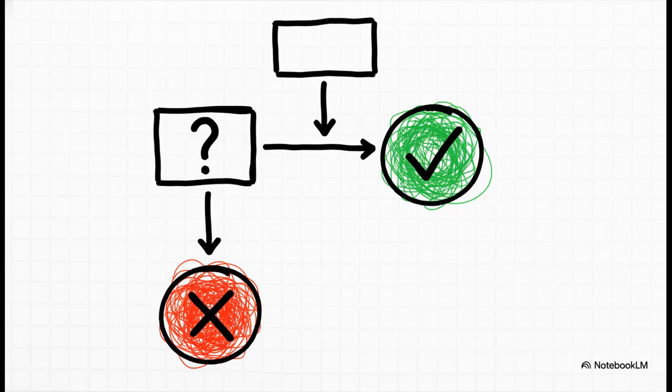Okay, so from that root node, the tree starts to grow branches. You've got a yes branch and a no branch. These can lead to even more questions, which we call decision nodes, that keep refining the groups. Or they can lead to the end of the road, a leaf node. And that leaf node, that's the final answer. It tells us point blank, approved or rejected.